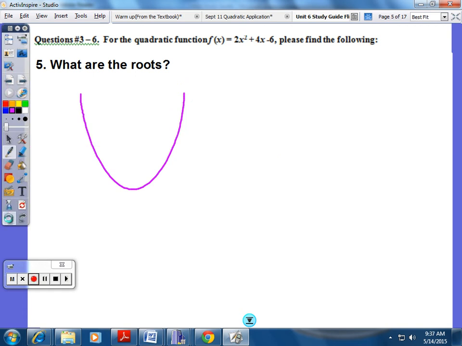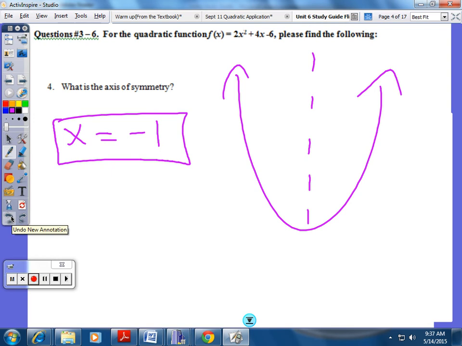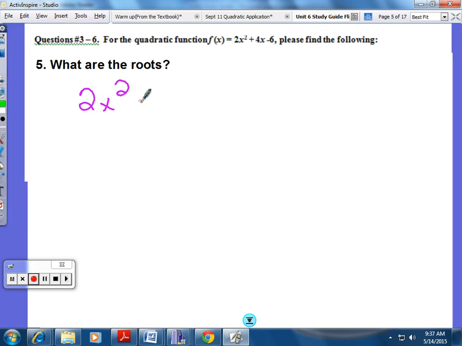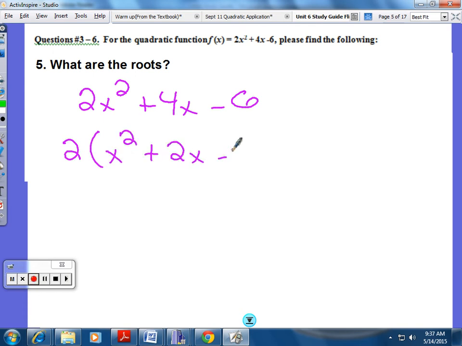So to get the answer for the roots without a calculator, all we do is factor our given equation and then set it equal to 0. So we're going to do arc it, stick it. Well, actually, we can factor out a 2 first. So we take a 2 out. That's going to make this 2 times x squared plus 2x minus 3.